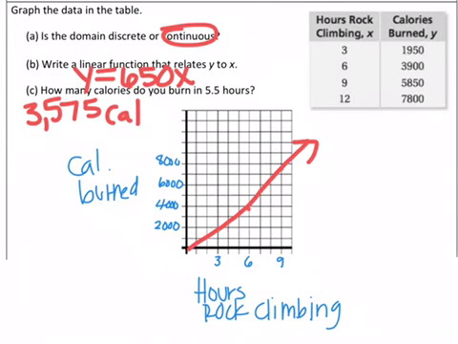And then we have a linear function of y equals 650x. That means you burn 650 calories for every 1 hour of rock climbing. And then in 5.5 hours of rock climbing, you actually burned 3,575 calories. Go ahead and check your answers and make sure you correct something if it's wrong.